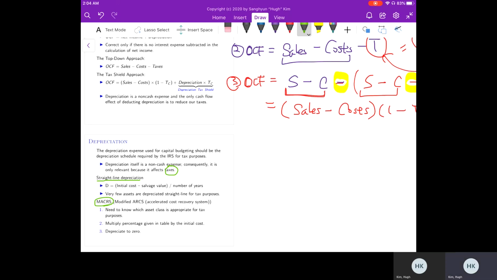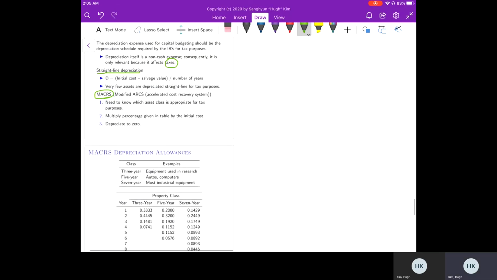To determine the depreciation expense, we first need to know which asset classes the fixed assets belong to. Equipment used in research, for instance, belongs to the 3-year asset class, whereas most industrial equipment belongs to the 7-year asset class. Then we have to use the appropriate depreciation percentages as shown in the table. We can simply multiply the percentage shown here by the initial cost to determine the depreciation expense each year.